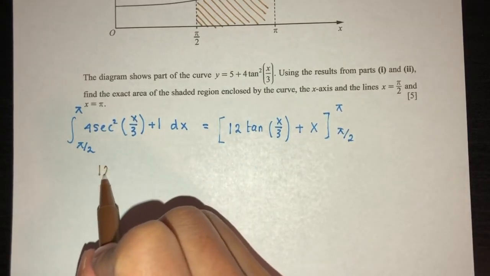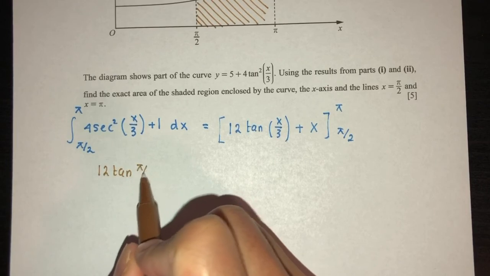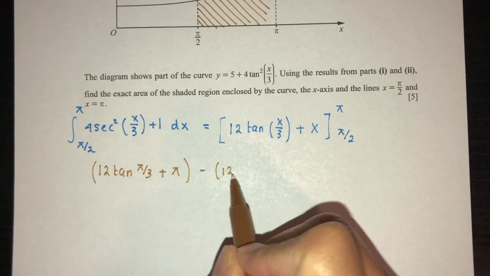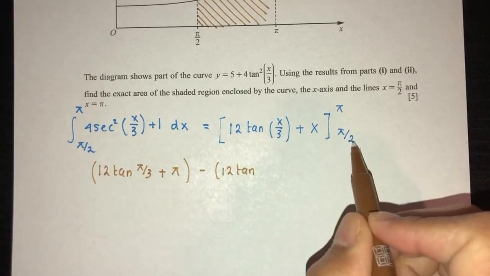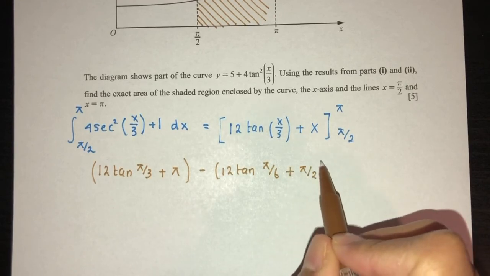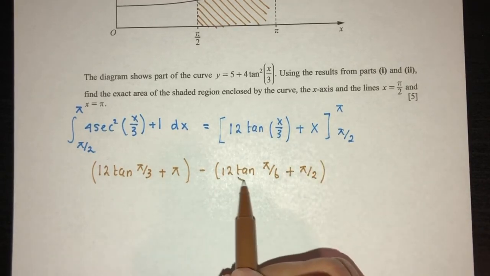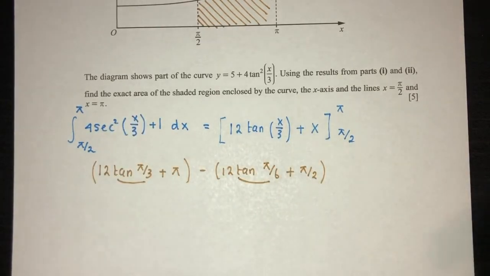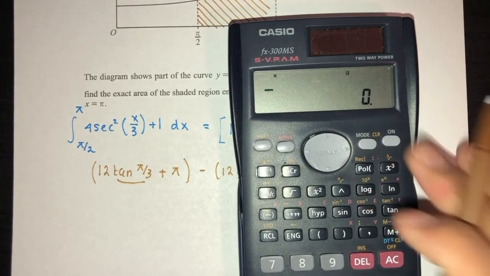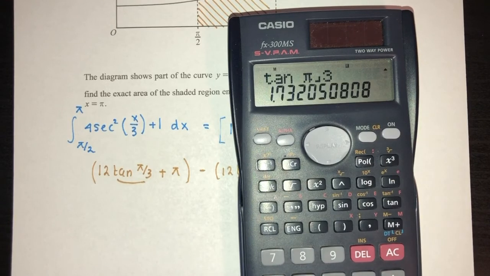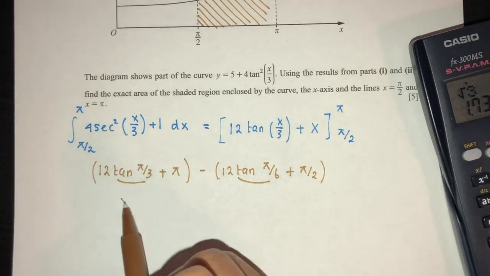So first one, you will have 12 tan of pi over 3 plus pi, then minus 12 tan of pi over 2 divided by 3, which will be pi over 6, plus pi over 2. Okay, so let's simplify. What are these values? Because here we need to find the exact values, right? Exact area. So we have tan of pi over 3. That is 1.73. If you know, it should be the exact value of root 3. So this one is root 3.